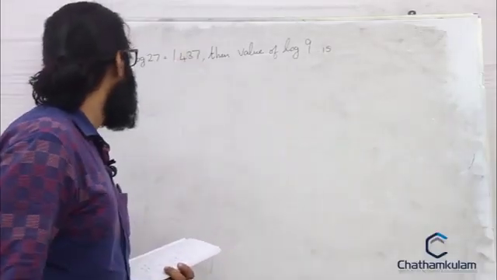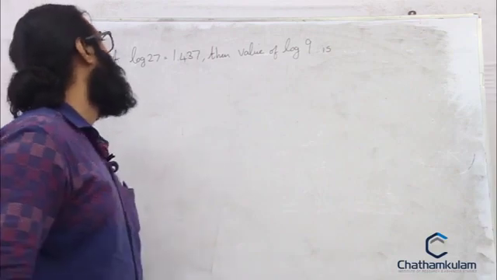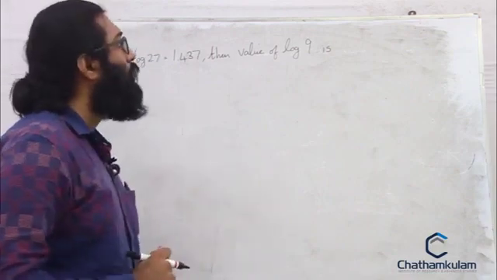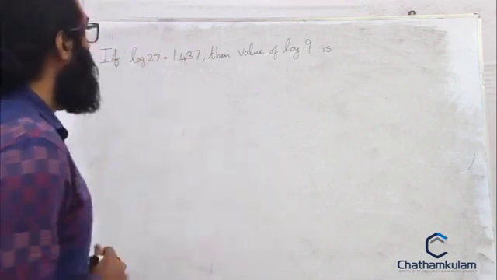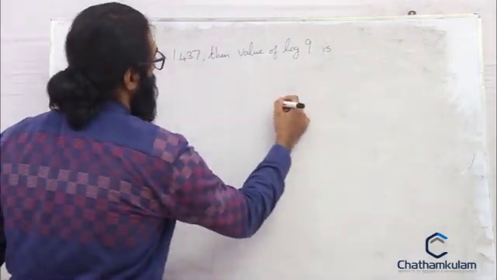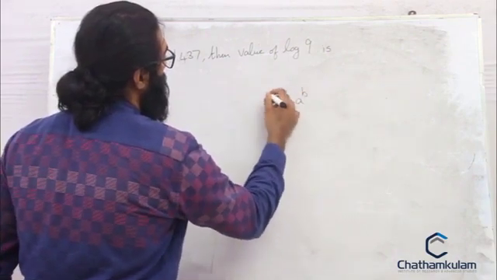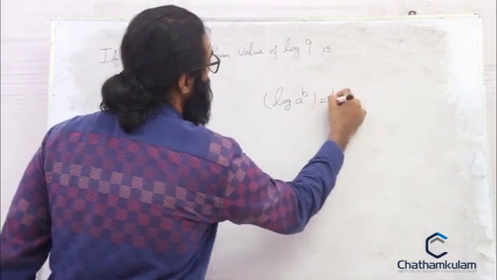So the next question is, if log 27 is equal to 1.437, then the value of log 9 is. So for this we have a formula, log A raised to B is equal to B log A.